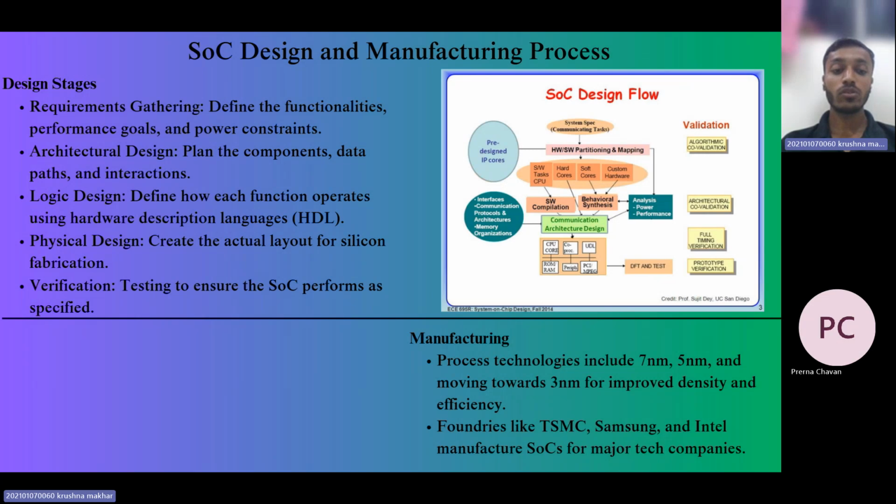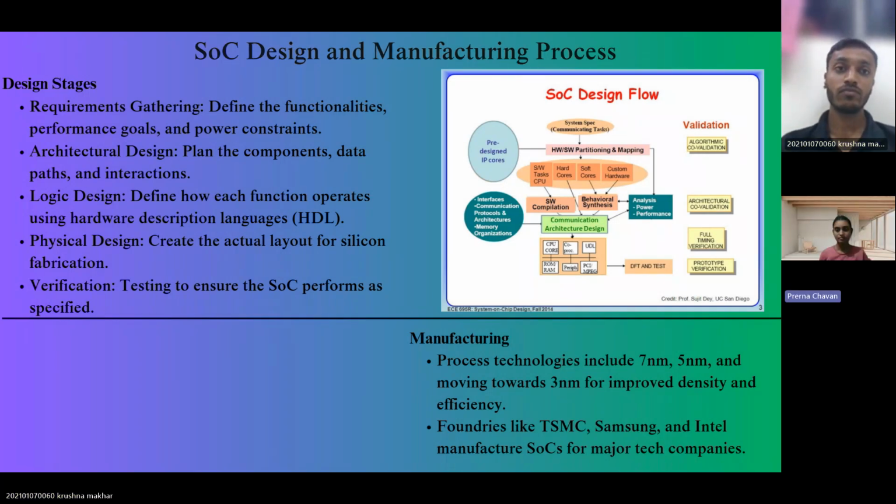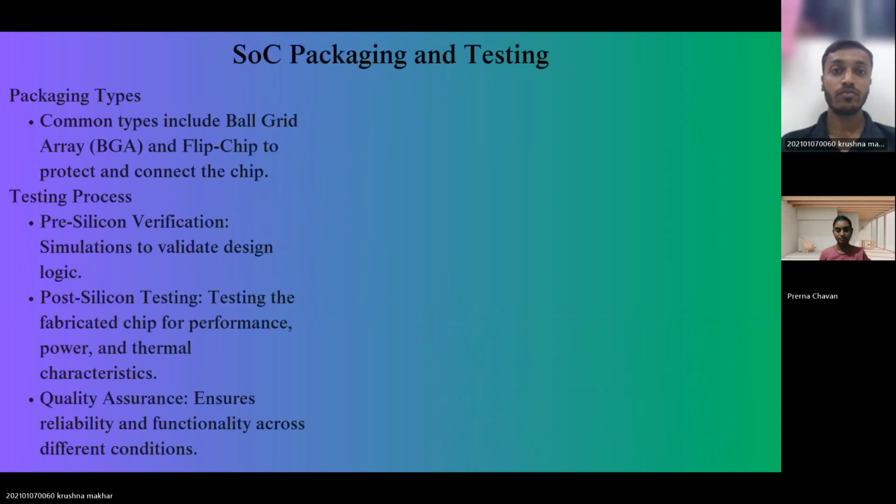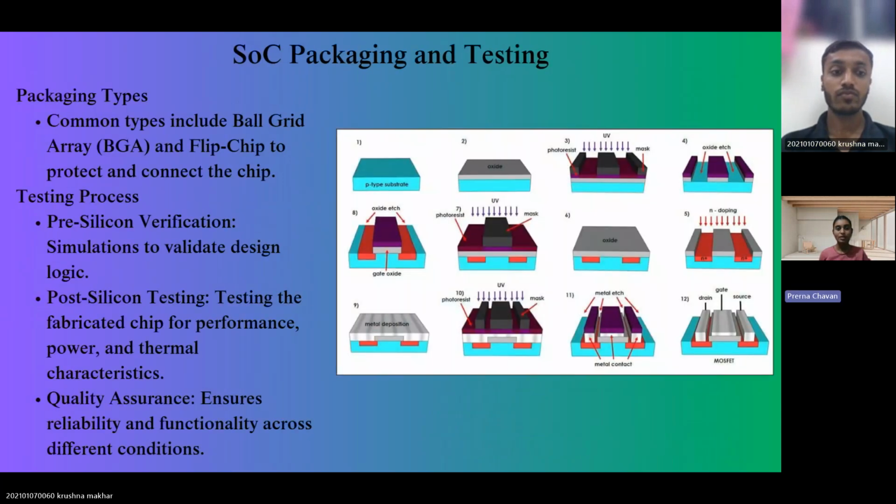In the manufacturing process, advanced process technologies such as 7nm, 5nm, and emerging 3nm are used to improve the chip's density and efficiency. Next up, we have SoC packaging and testing, where common packaging types include ball grid array, that is BGA, and flip chip to protect and connect the chip.